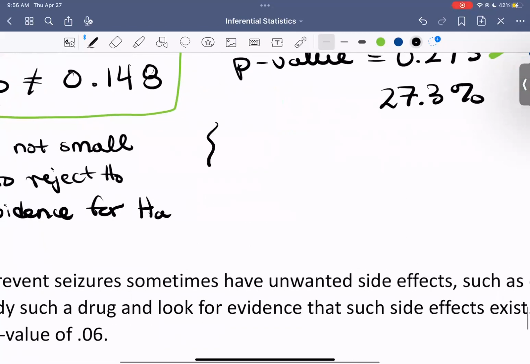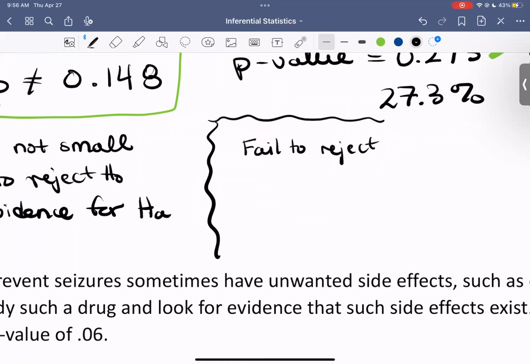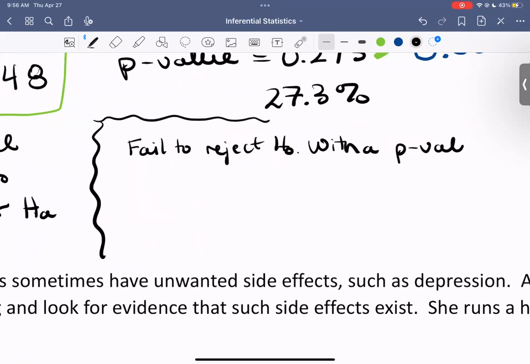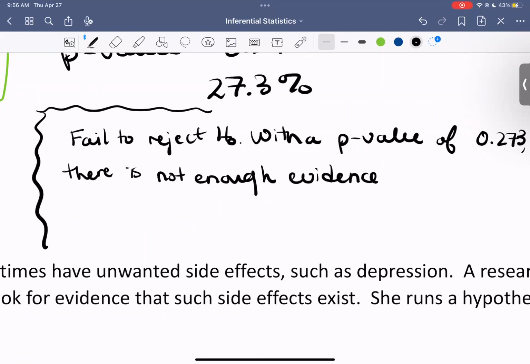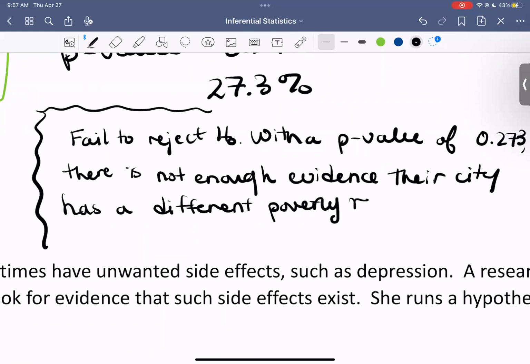Okay, so let's put this in a little context. So we'd say we failed to reject H0 because with a p-value of 0.273, there is not enough evidence that their city has a different poverty rate than the rest of the US.